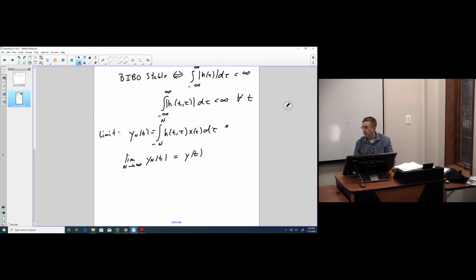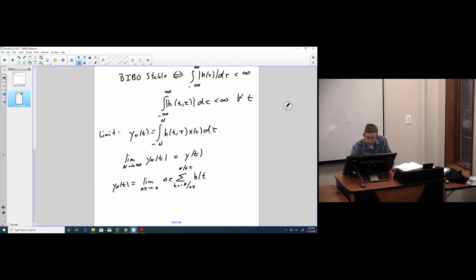Really, an integral is the limit of a summation, right? It's our Riemann sum. So really, I can write y_n of t itself as this limit. I'll just write this out. As delta tau goes to 0, the sum over k equals minus n over delta tau. So as delta tau is getting smaller and smaller, the number of things in my sum is getting bigger and bigger. I'm adding up smaller and smaller rectangles.